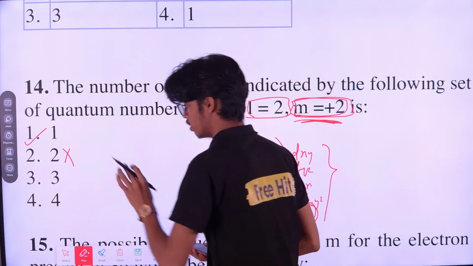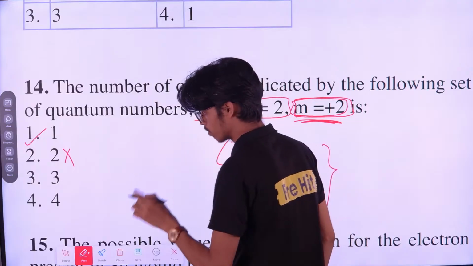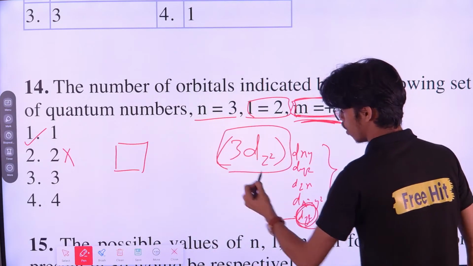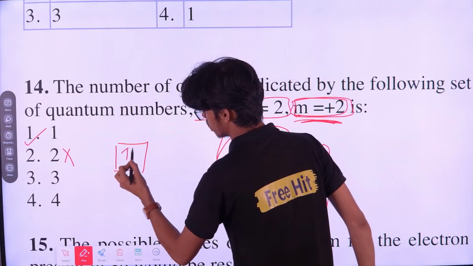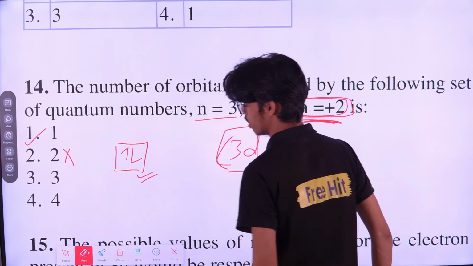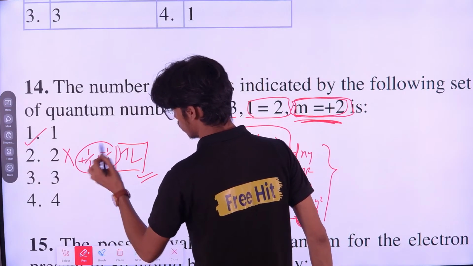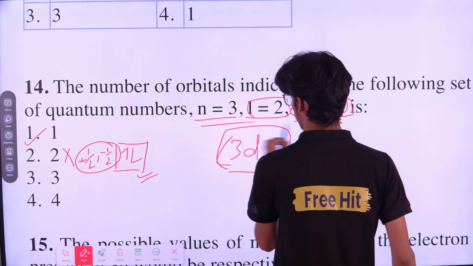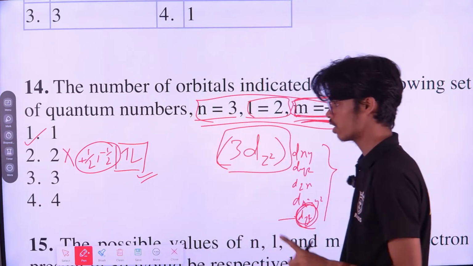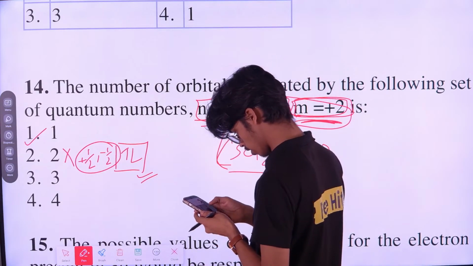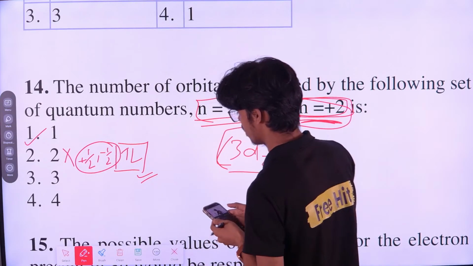See, you must be confusing it with the spin quantum number. There are 2 spins, right? So 2 spin quantum numbers will be available: 1 plus half, another minus half. Got it? But not 2 orbitals. 2 spin quantum numbers can be there, but not 2 orbitals. Okay, this time nobody was right.